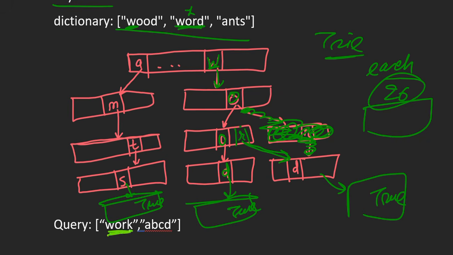Now let's say we have to check the query. First of all, our index is 0. We have to check W. First we compare A and W. Both are different, which means mismatch is equal to 1. So we go to the next node. Then we compare O, and here we have N, right? So we compare O and N. Again mismatch is equal to 2.